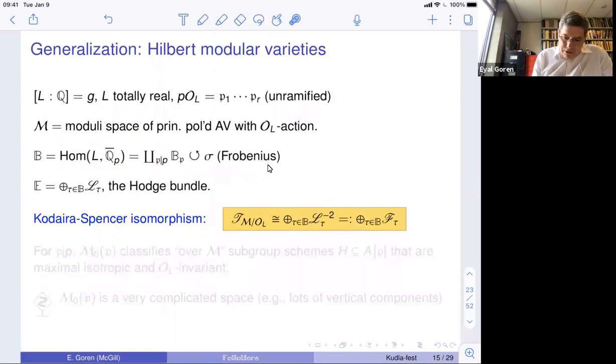Okay, so the analog of the Kodaira-Spencer isomorphism that we've seen before is that the relative tangent bundle of M over Spec of O_L decomposes into a direct sum of line bundles that are closely related to this. They are just those line bundles to the power -2, so the dual of L_τ raised to the second power. This decomposition is handed to us, and we're going to call F_τ the corresponding component.